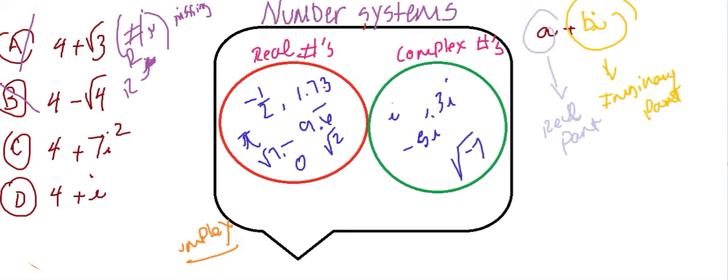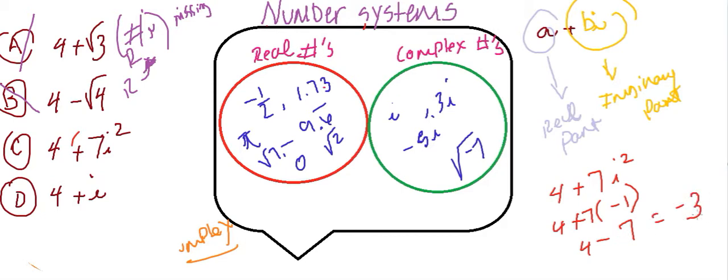Now here, I don't want you to get confused with this one, because if we take a look at 4 plus 7i squared, this is actually a real number as well. It's not a complex number, because watch what happens. What did we say i squared was? Negative 1. So 4 minus 7, which gives me negative 3. So this will not be a complex number. This will be a real number. So that means we rule out C. And all we have left is D, which is 4 plus i, which is indeed a complex number.